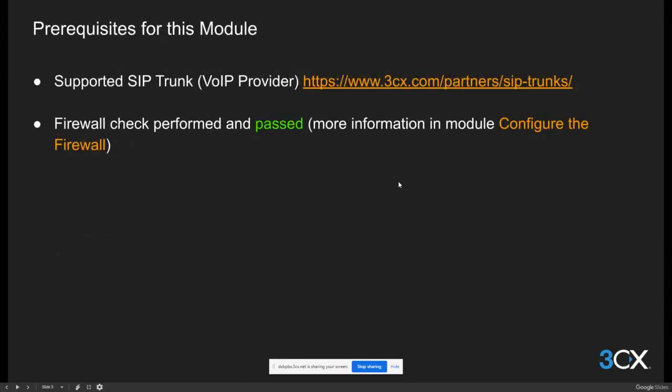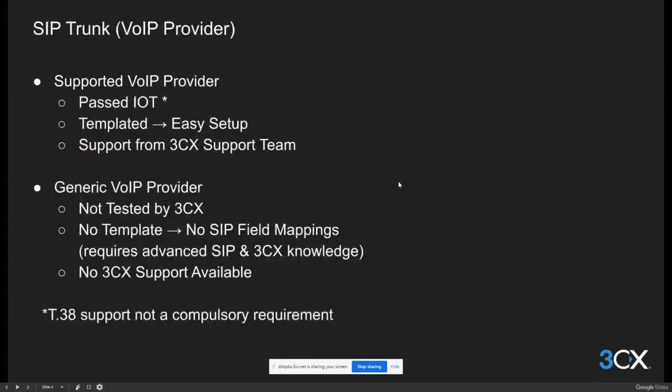So first come the prerequisites of the module. If we want to use the SIP trunk, the first thing is that it should be a supported SIP trunk. We need to check the 3CX website for all the supported SIP trunk providers. Why? Because their templates are given and it is easy to configure. If we face any issues during configuration, the 3CX technical support team will definitely help. But if it is not a supported provider, if it is some generic one, then 3CX will not support it. The next thing is that the firewall check should be performed and passed, so that you can configure the SIP trunk with 3CX without any issue. That means your ports are opened and you are not facing any issue in registering the SIP trunk. So these are the prerequisites.